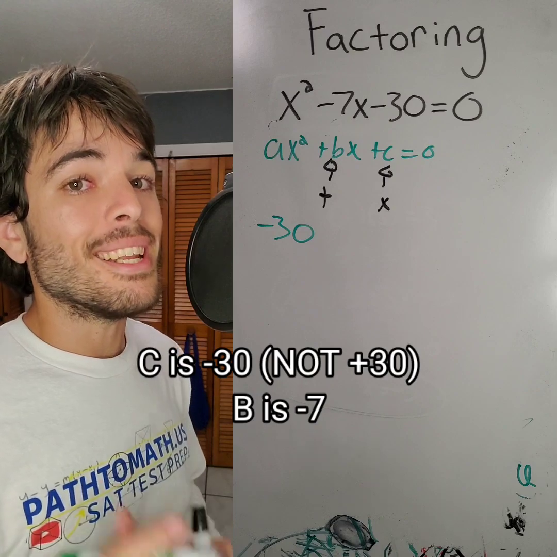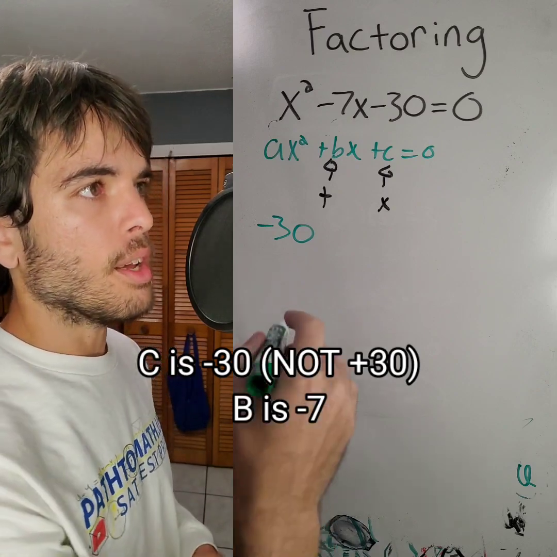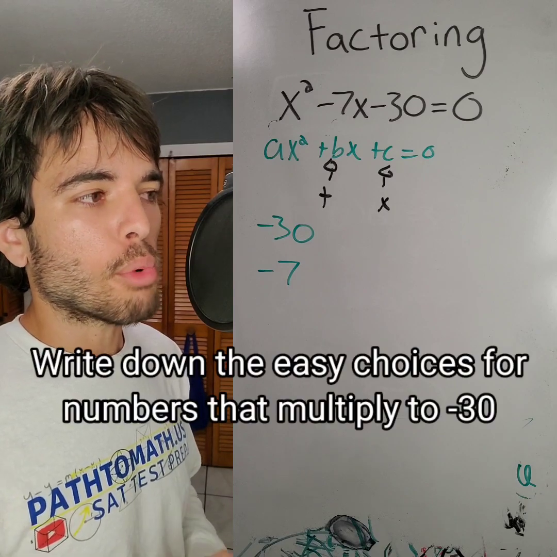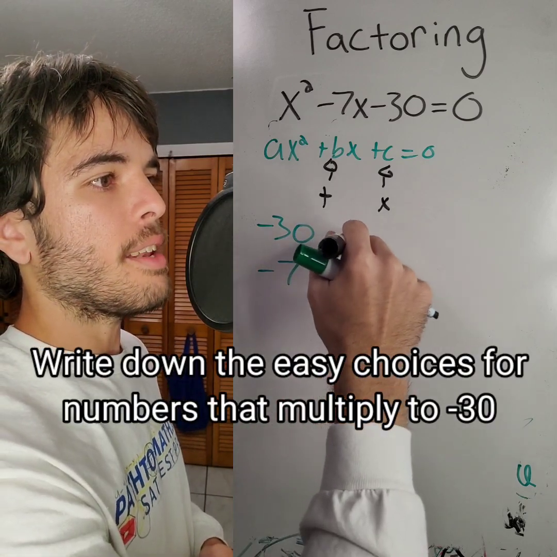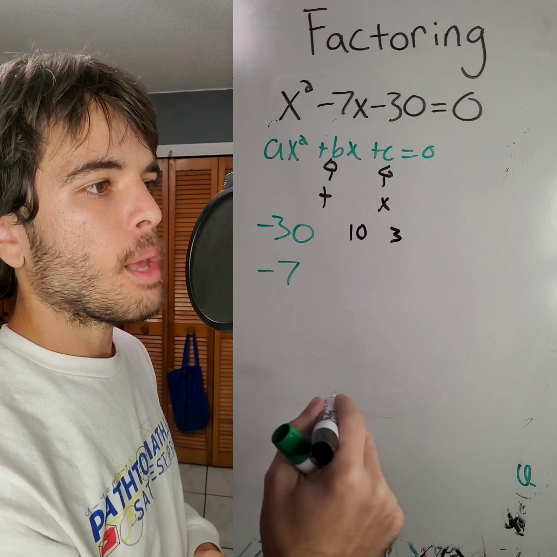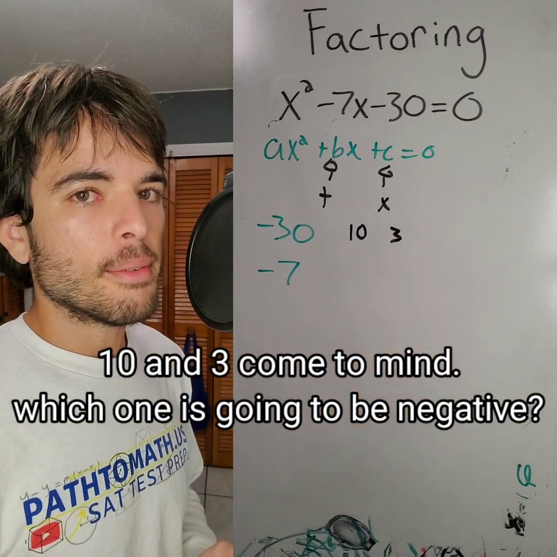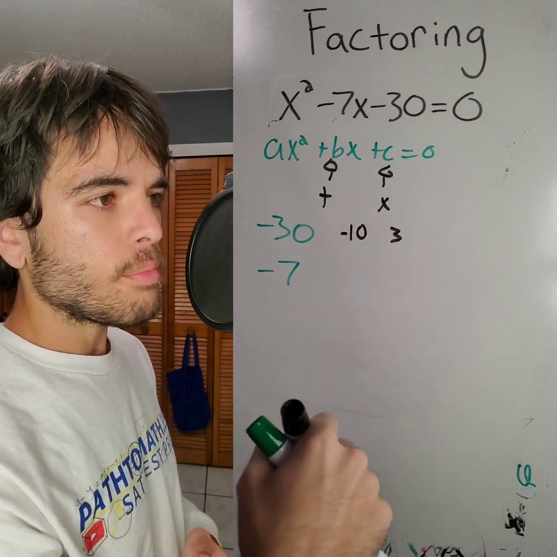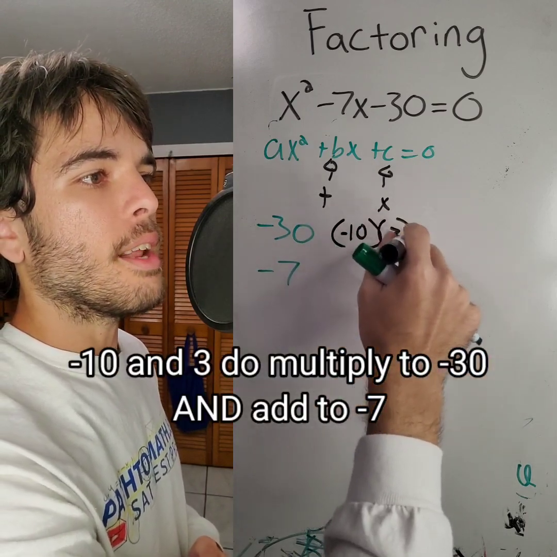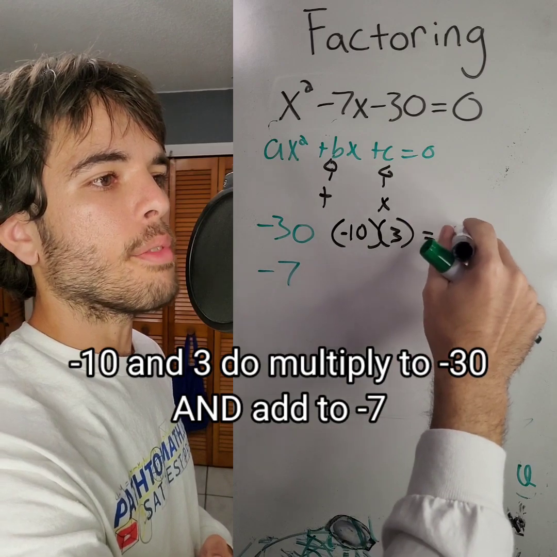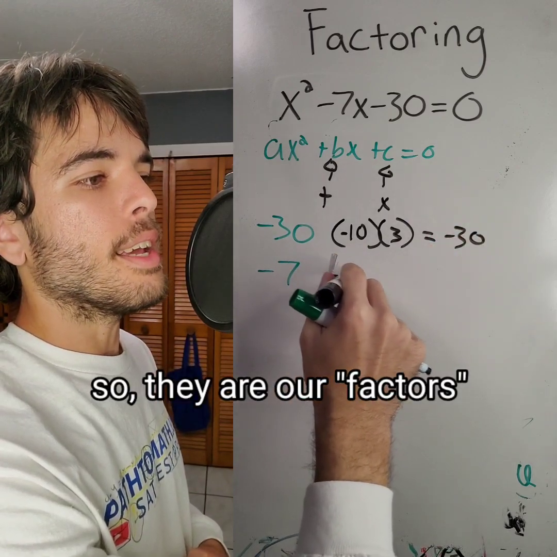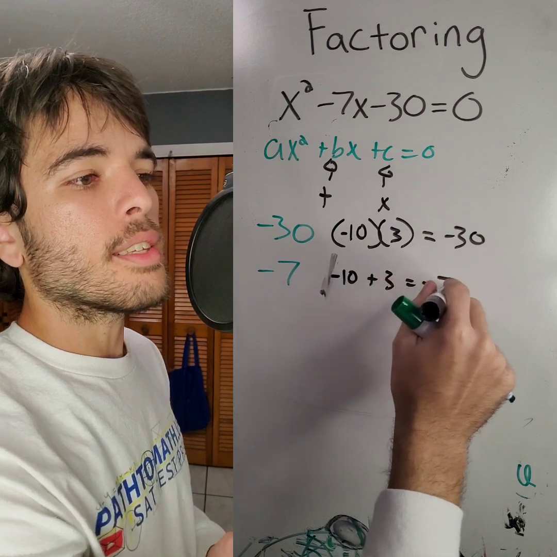Understand that your c term is a negative 30, not a positive 30. The b term is a negative 7. Off the top of your head, this might be difficult. Let's brainstorm a little bit. We have 10 and 3, but one of these needs to be negative. So let's say we have negative 10. When we multiply negative 10 and a positive 3, we're going to get negative 30, which is good. But let's see if we could add them to get a negative 7. In this case, we do.